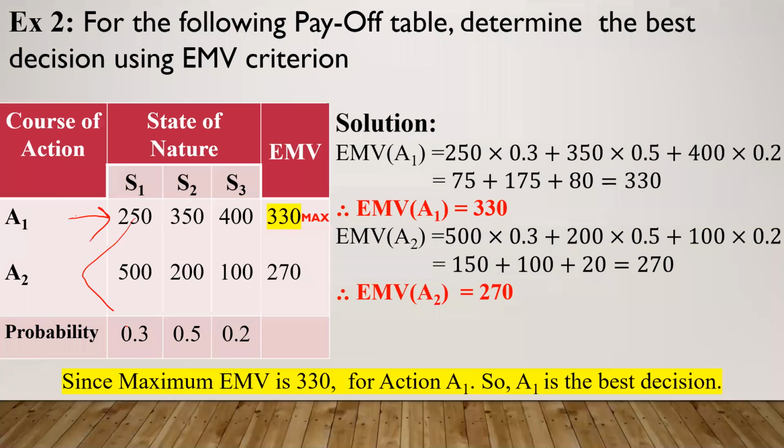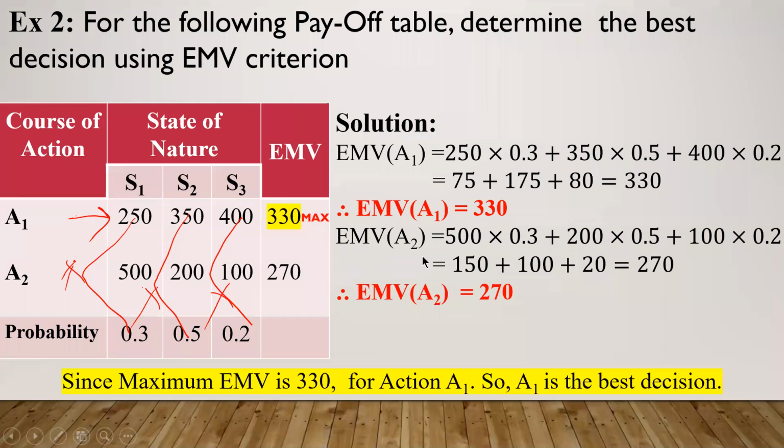So 250 into 0.3, this is what I've written. 250 into 0.3 plus 350 into 0.5 plus 400 into 0.2. Now, what is 250 into 0.3? Write down here, 75, plus 350 into 0.5, 175. Write down here. 400 into 0.2, 80. Add them, you will get 330. So EMV of A1 is 330. Make a column here, EMV of A1, 330.